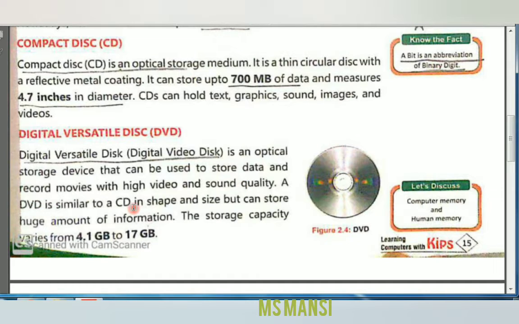DVD is similar to CD in shape and size, but it can store a huge amount of information. The storage varies from 4.1 GB to 17 GB of data, so it can store 4.1 GB to 17 GB.